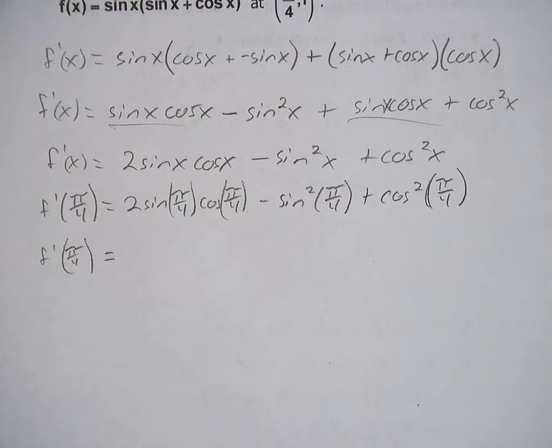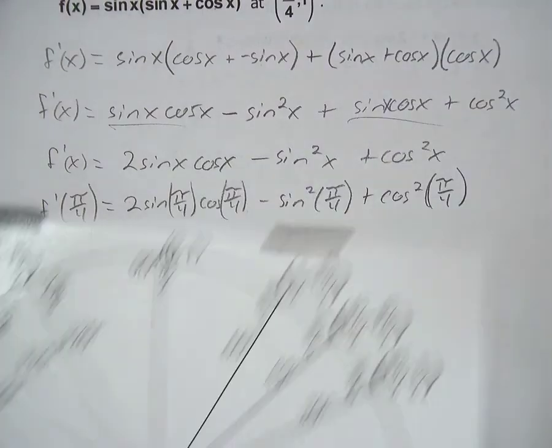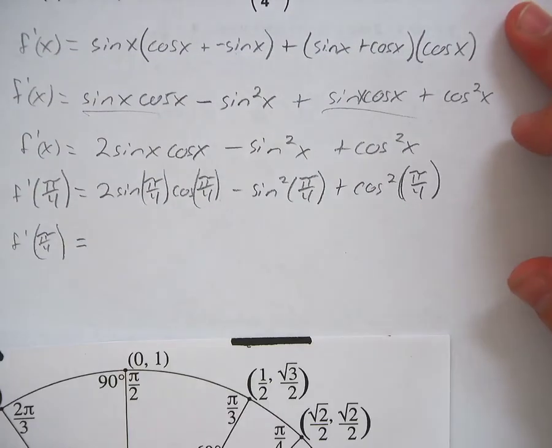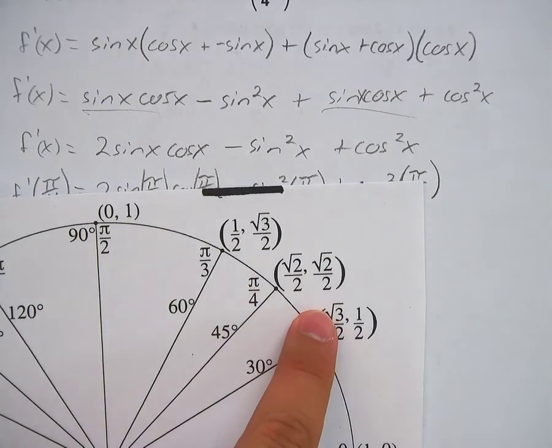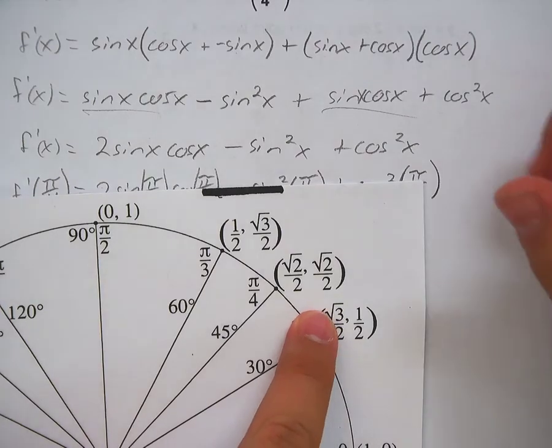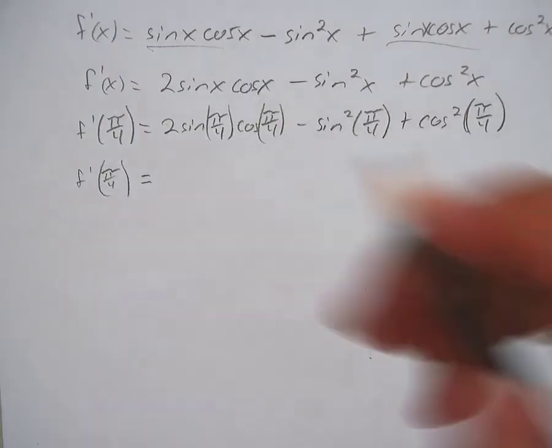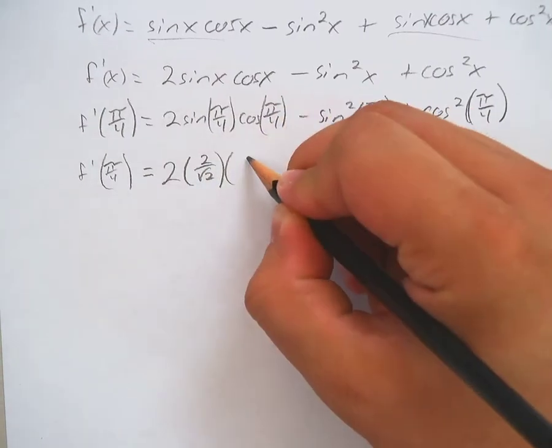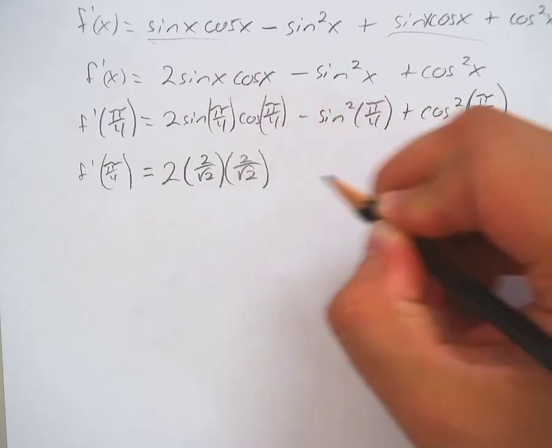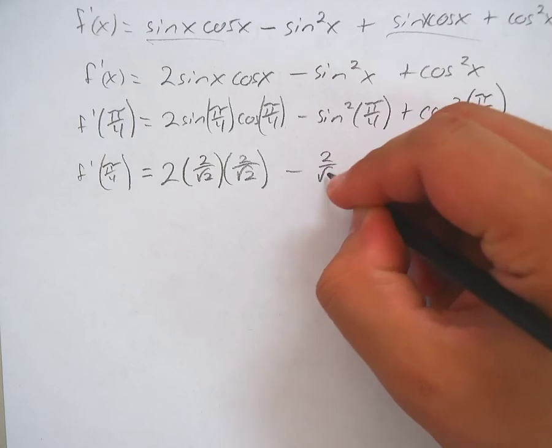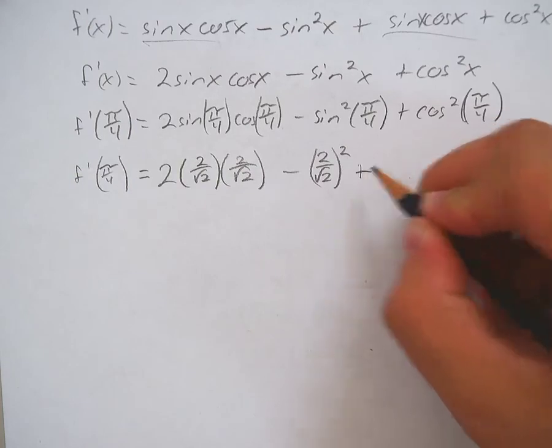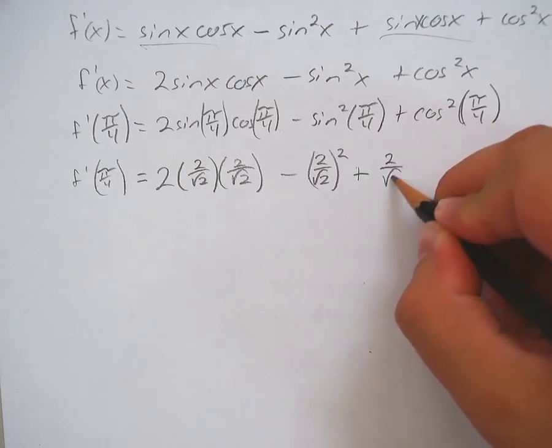So this whole thing is f prime of pi over 4 again. So I'm going to my unit circle. I'm going to look at pi over 4, which just happens to be right here. And I'm looking for mainly sines and cosines. Well, they all happen to be the same here, so that's lucky. They're all the same value. It's all the square root of 2 over 2. So this is going to be 2 times 2 over the square root of 2, 2 over the square root of 2, minus 2 over the square root of 2 squared, plus 2 over the square root of 2.